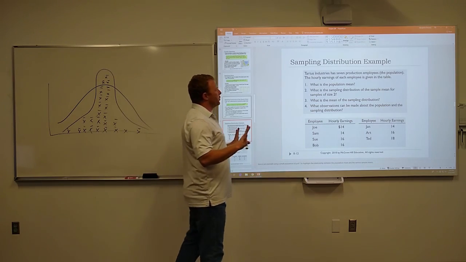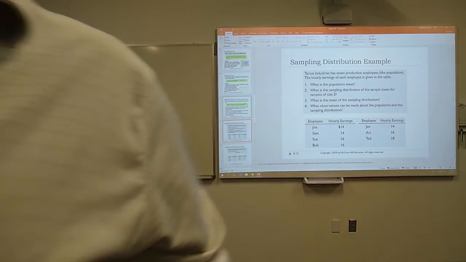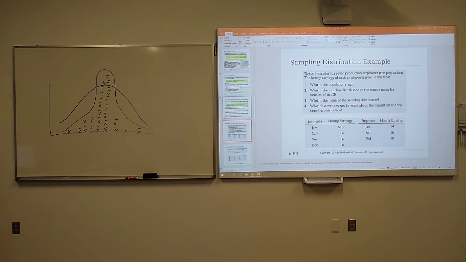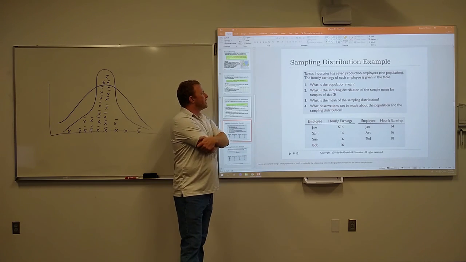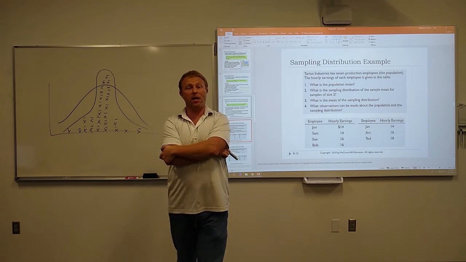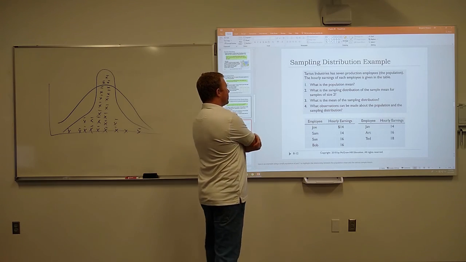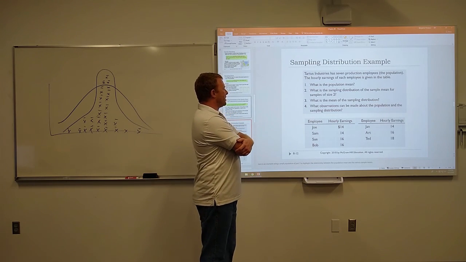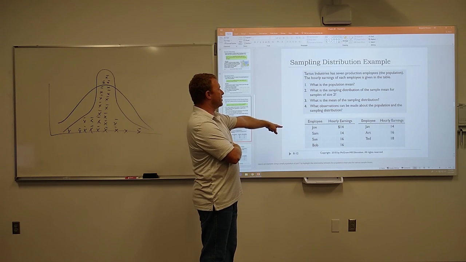So, sampling distribution example. TARDIS Industries has 7 production employees. That's the entire population of their production staff, okay? The hourly earnings of each employee is given in the table below. Hopefully you can see it. It's a little bit bigger. If not, again, you have the slides.